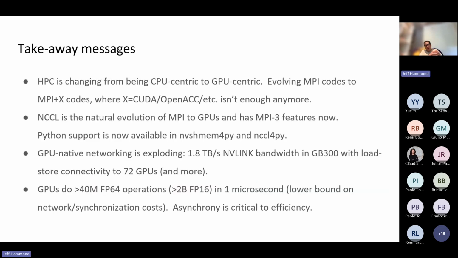So, takeaway messages for everybody. HPC in general, ignoring all the AI stuff that's out there, ignoring all of quantum computing, HPC is changing from CPU to GPU centric. Obviously, that started about 10 or 12 years ago, and it's now almost all the systems in HPC are GPU based. And we're moving from the MPI plus X model, where you took your CPU code and you threw in some OpenMP, and then you threw in some CUDA kernels. That just doesn't cut it anymore.